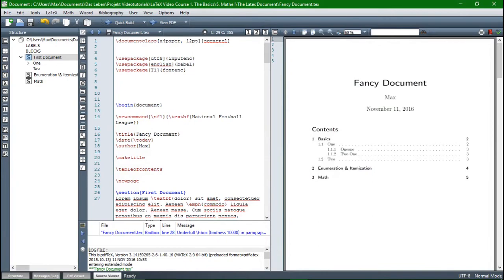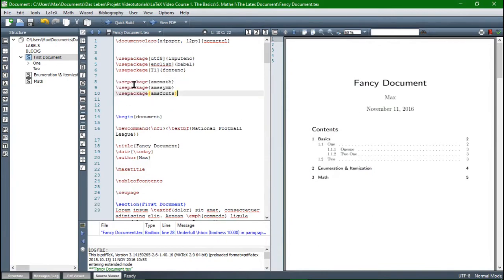But before we can get started, we have to include 3 packages from the American Mathematical Society. I'm talking about amsmath, amssymb and amsfonts. This will just help LaTeX to include the mathematical signs and symbols properly.